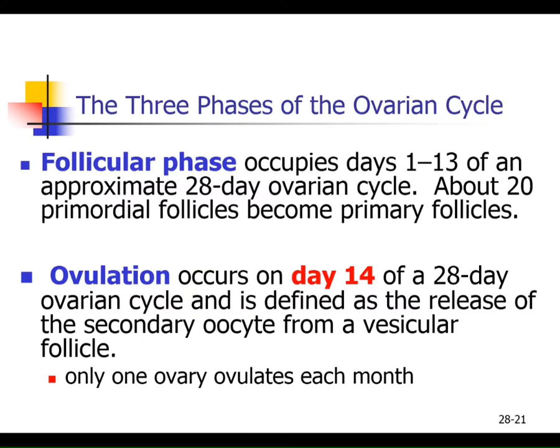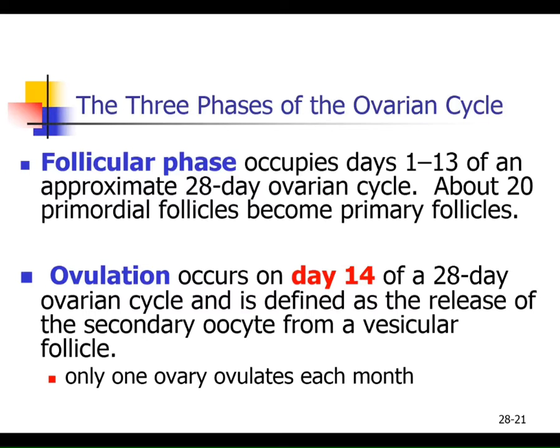So the follicular phase occupies the first 13 days of the 28-day cycle, and during these 13 days, about 20 primordial follicles, those are the little guys in the bubble wrap around the cortex of the ovary, about 20 of those will become, quote, primary follicles. In other words, 20 of them are awoken and are going to start a developmental journey. Of those 20, only 1 typically will win out and become, quote, the mature follicle. That mature follicle will be released on day 14. That is ovulation. So ovulation on day 14 is the release of that follicle from the ovary.